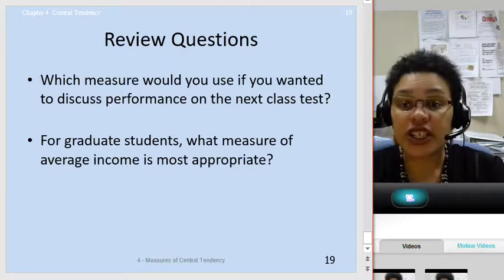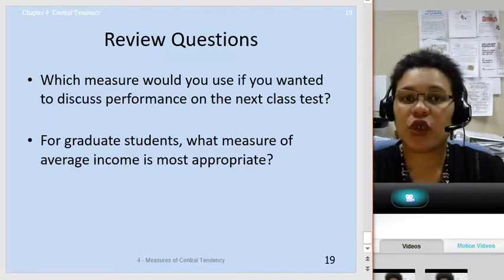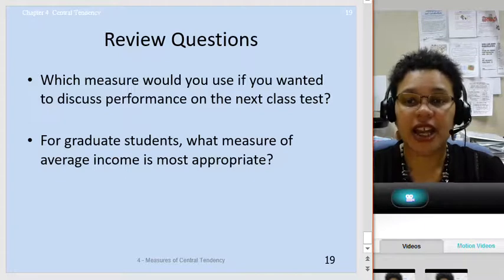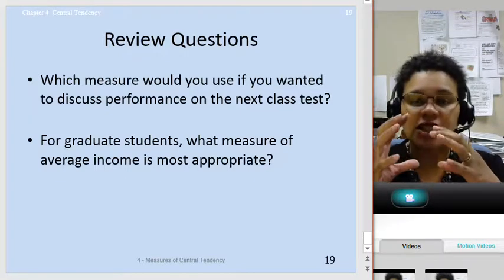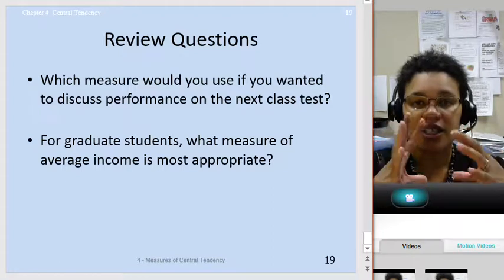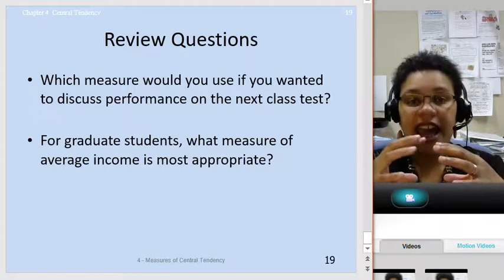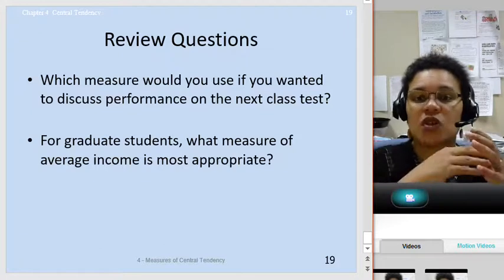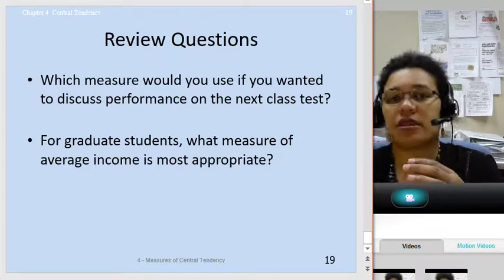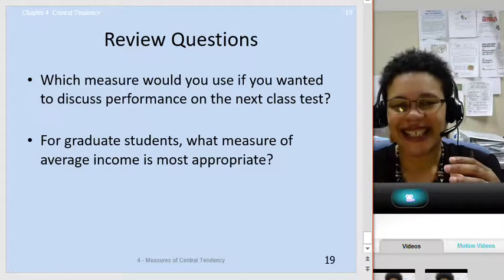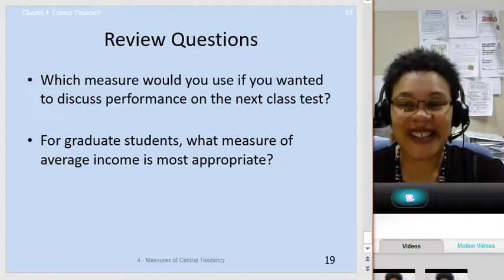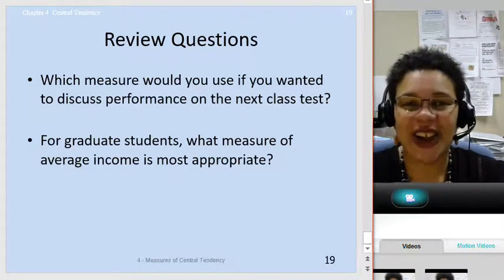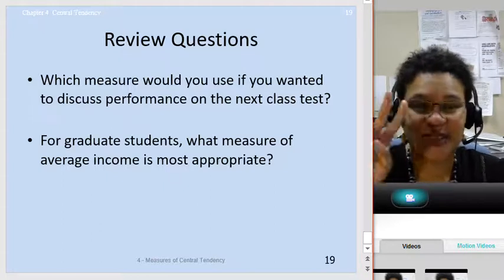For graduate students, many of you are in the same profession, right? So the scores are more likely to be clustered closer together, and the mean would probably work just as well. There probably isn't someone whose income is way, way out. All right, so those are our three measures of central tendency.